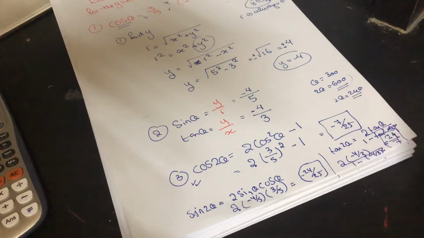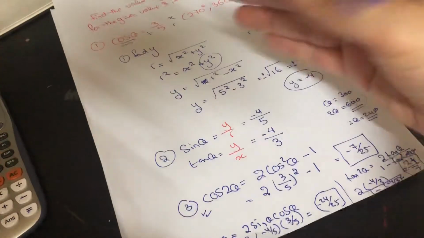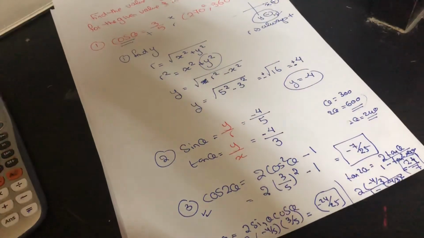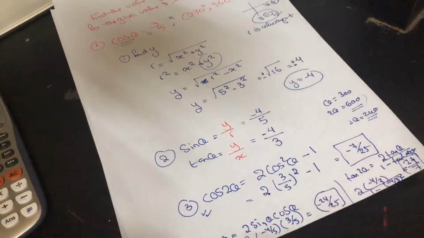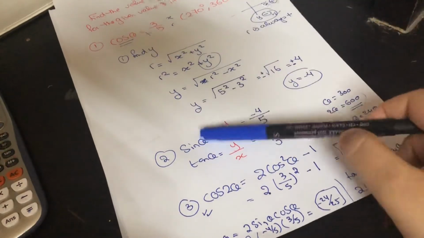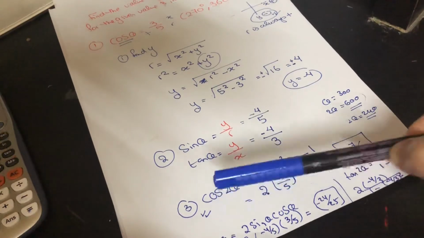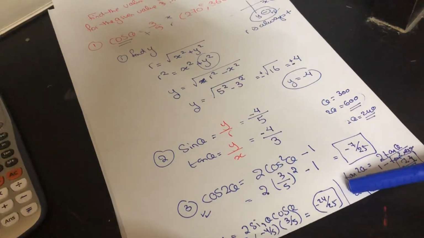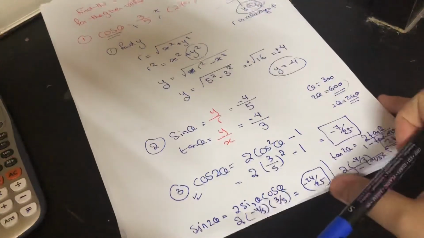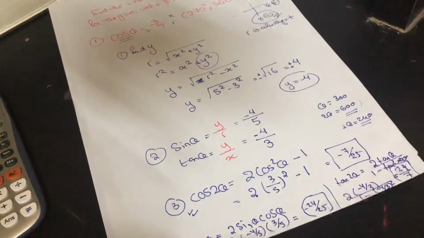So the steps are to find the missing one. You will have x and r, y and r, or y and x. Find the third one, and then get sine theta and tan theta. Get whatever was not given here in terms of theta, not double theta. And then find cosine 2 theta, sine 2 theta, and tan 2 theta by the double angle identities that I just showed you. This is regarding question number 1.